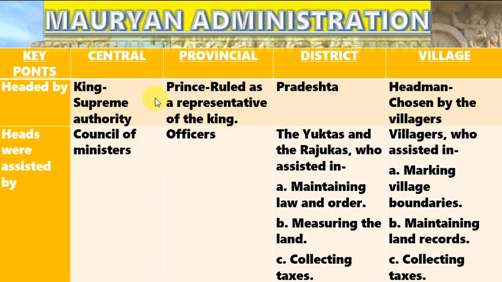Coming on to the provinces, the empire was divided into provinces, and each province was headed by a prince. He ruled the province as the representative of the king and was assisted by many officers.